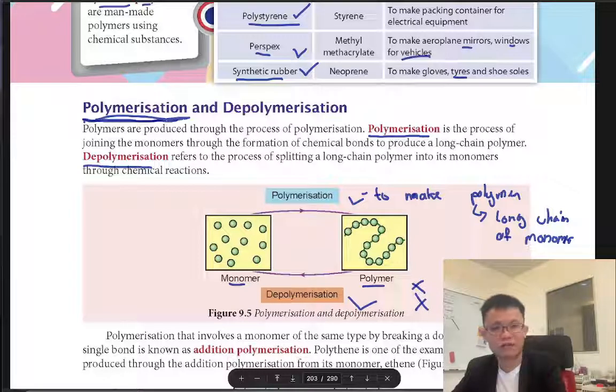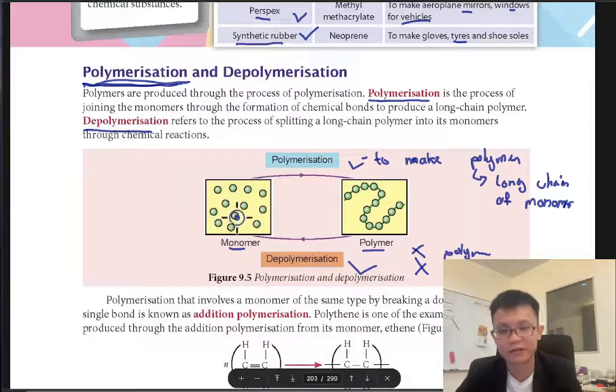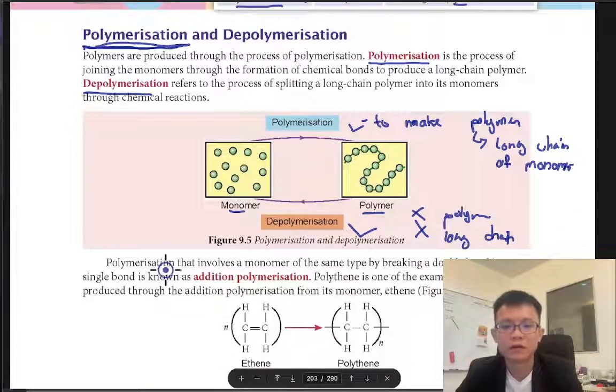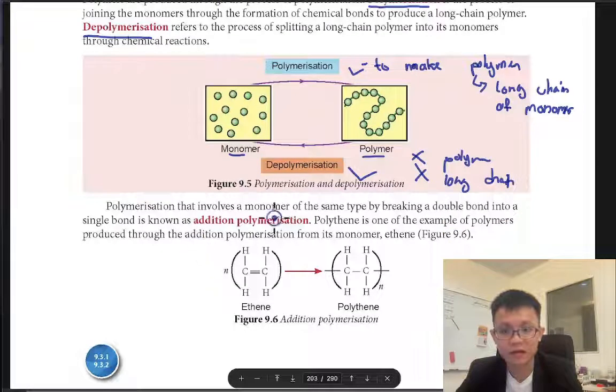Why you don't want the long chain? Why you don't want the polymer? Later lah, later we study. There are maybe some reasons we don't want it to be a polymer. So polymerization involves monomer breaking the double bond. So why is it stronger? It is stronger because it breaks the double bond into a single bond and then it makes a long chain.